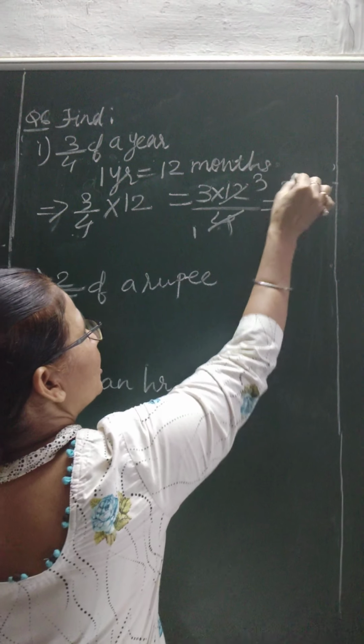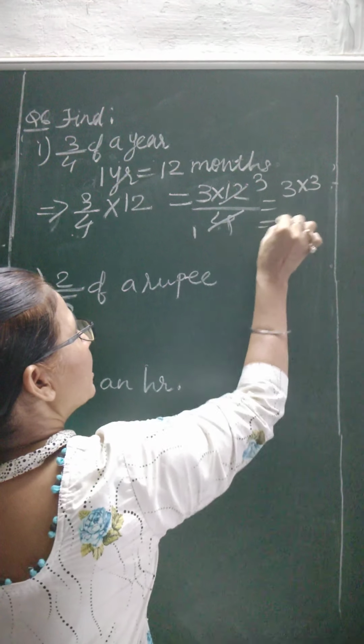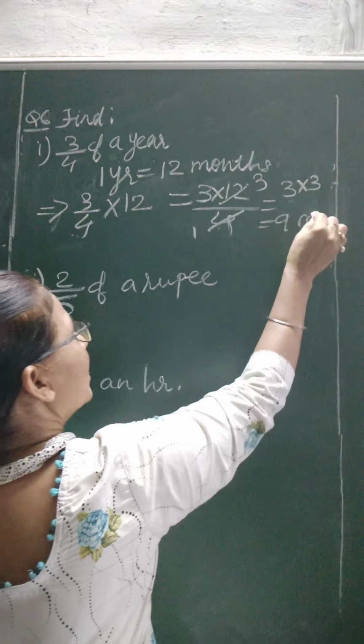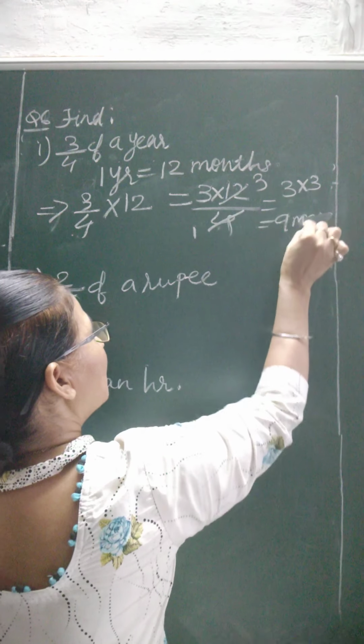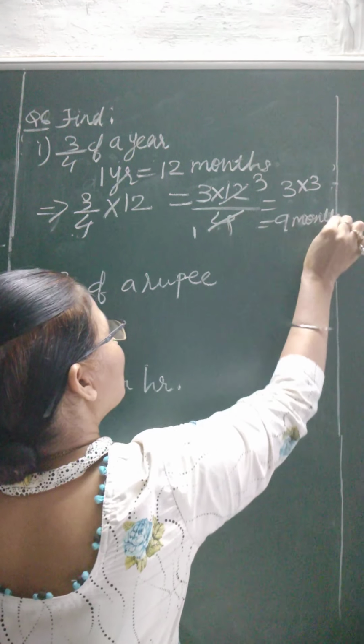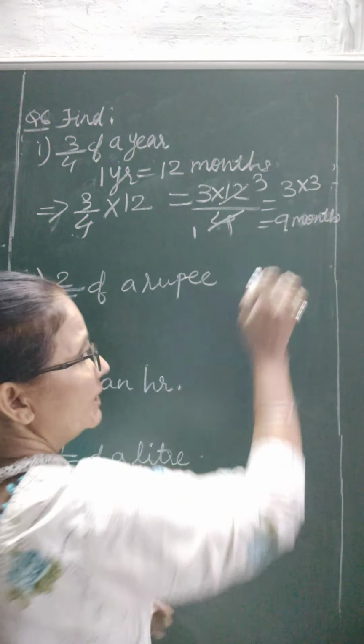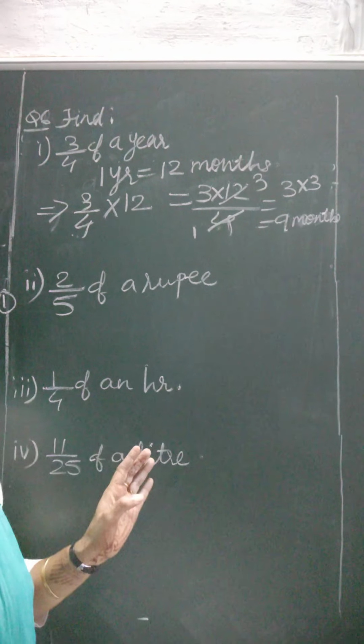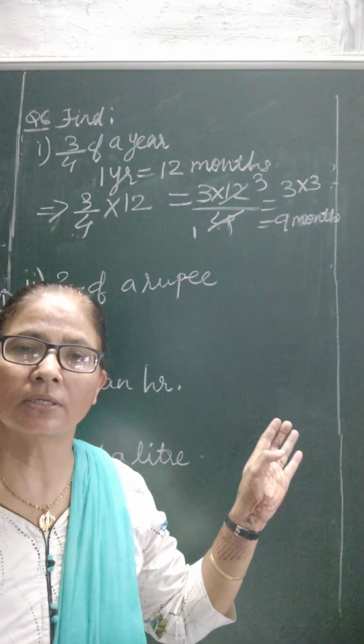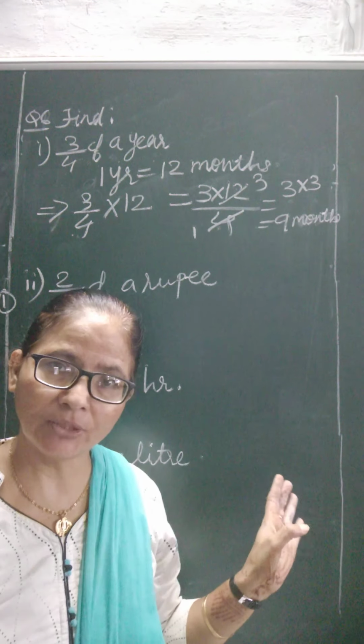Now what is left? 3 into 3. And what is that? 3 into 3 is what? 9 months. As we have converted this year into months, in the answer you will write 9 months, not year. Getting it? In the same way, all the rest of the examples are like that only.